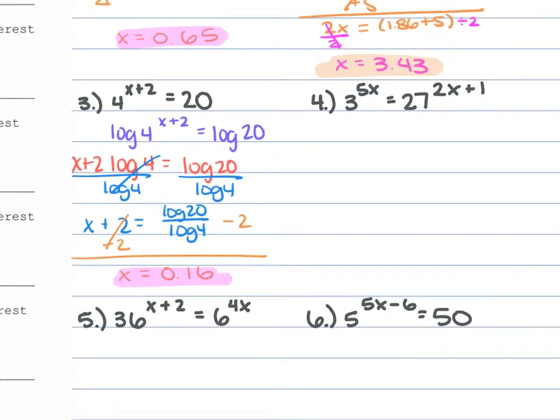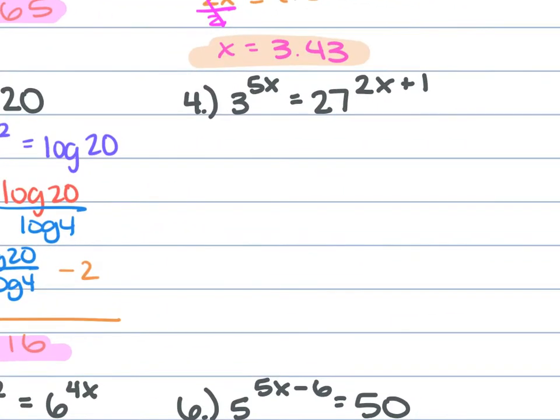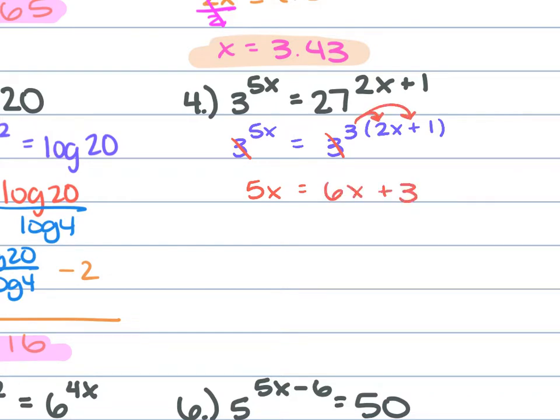For 4, we have 3 to the power of 5x is equal to 27 to the power of 2x plus 1. So this 3 can stay 3 to the power of 5x. However, this 27 is going to turn into 3 to the third power times the power of 2x plus 1. So because our bases are the same, we can cancel them out and just work with those exponents. So we're going to have 5x is equal to, I'm going to distribute this 3. We have 6x plus 3.